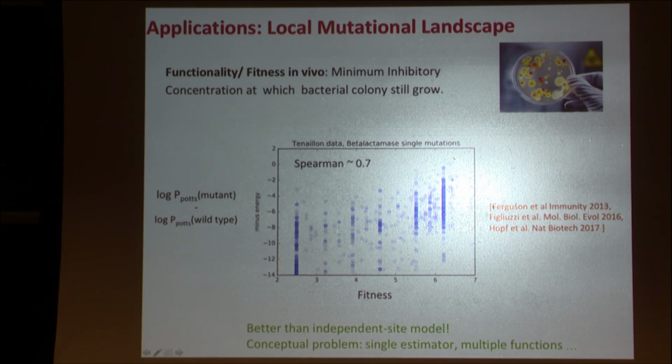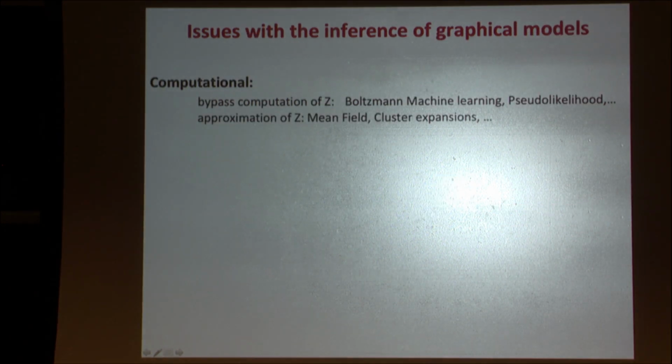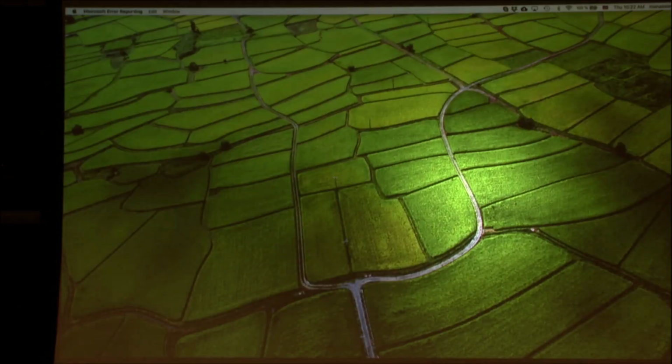Okay? So let me say just a few words about how the computations are done in practice. So how do we infer the Potts models, these models here?